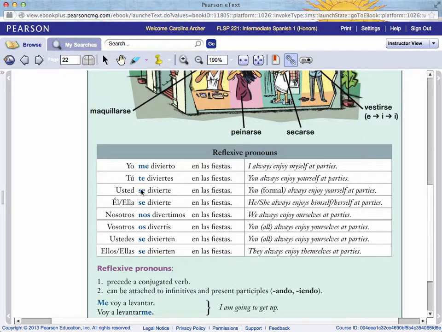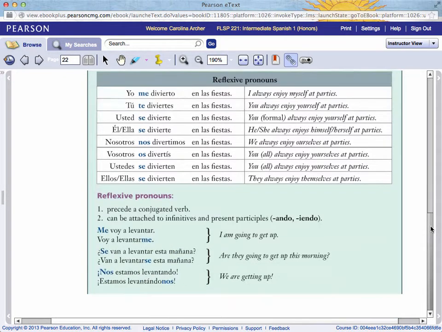Okay. Usted se divierte. Usted, él, and ella have the same. Se, and ustedes, ellos, y ellas as well. Okay. And nosotros nos divertimos. Okay. So these are the reflexive pronouns that you need to know when you're going to conjugate a reflexive verb.